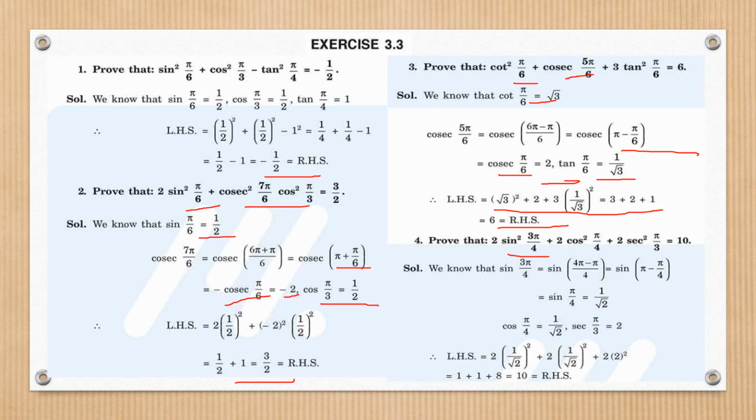Again, sine square 3 pi by 4 can be calculated as sine pi minus pi by 4, which is sine pi by 4, which is 1 by root 2. Cos pi by 4 is 1 by root 2, and secant pi by 3 is 2. Put all the values and you will get the value as 10.